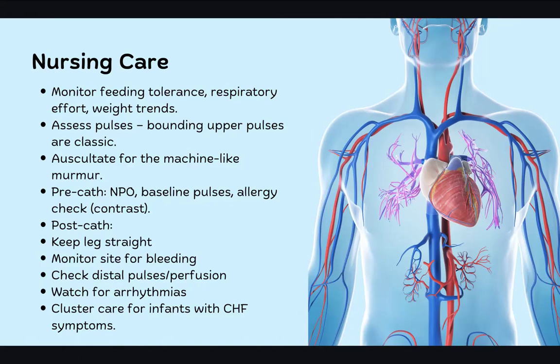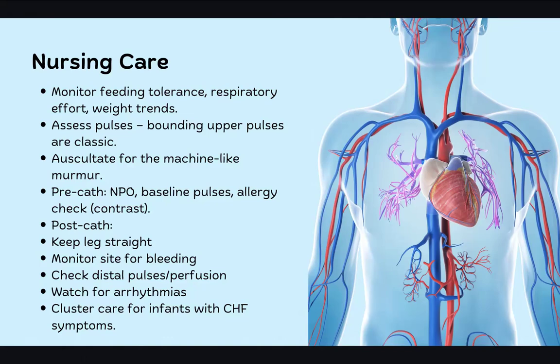Before they get the catheter, we're keeping them NPO. We're getting their baseline pulses. We're doing an allergy check. All your typical surgery types of things. Consents from parents, whatnot. After the cath, we're keeping the leg straight, just like you would for any other catheter, right? Because we don't want to mess anything up, cause any bleeding, or cause any hematomas. We're checking distal pulses because we have to monitor for perfusion. We're watching for any arrhythmias.